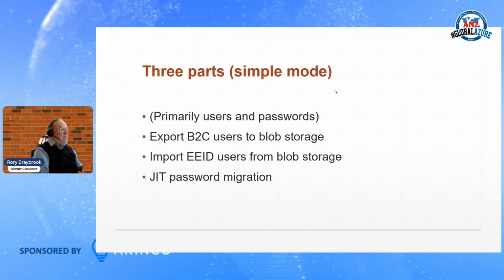So maybe 200 at a time in each blob section. And the idea behind that is because Graph API has throttling. So you do one blob, wait a while, next blob, wait a while, next blob, wait a while. Once you've exported the whole lot to blob storage, you then import them into Entra External ID from blobs. So you run another script which goes and reads all the blob storage, all the attributes, and imports them into Entra External ID. Obviously, the passwords are just random. So when the user logs in, you can get the just-in-time password migration that I discussed earlier.